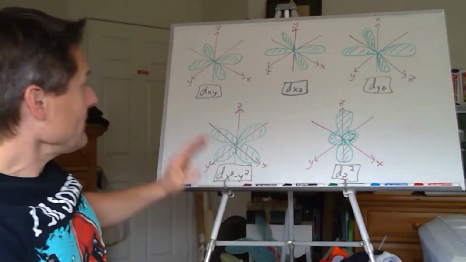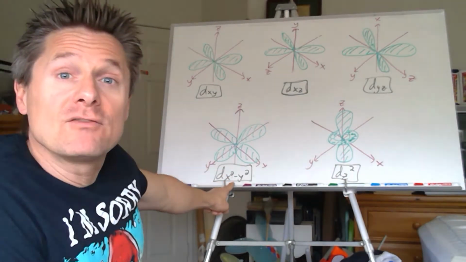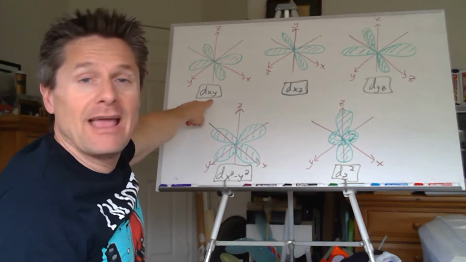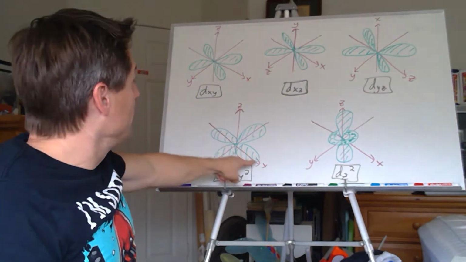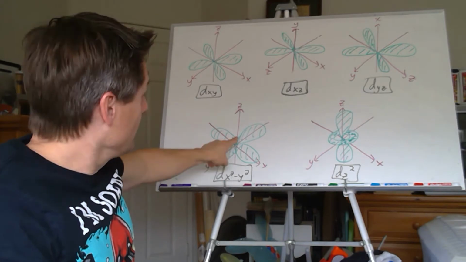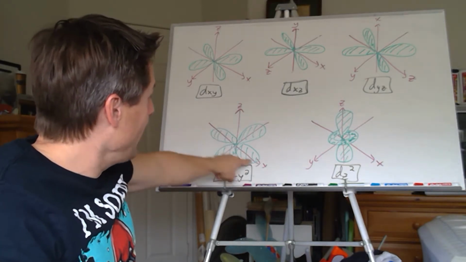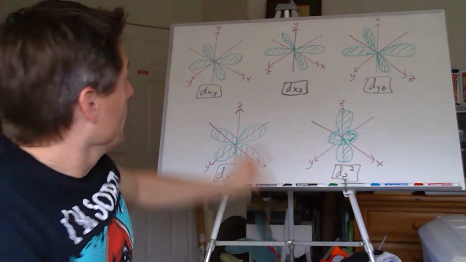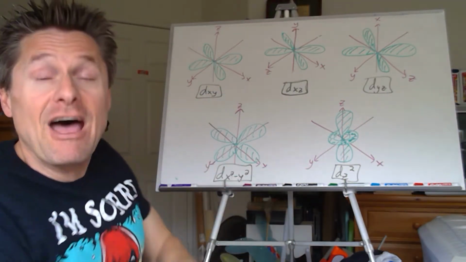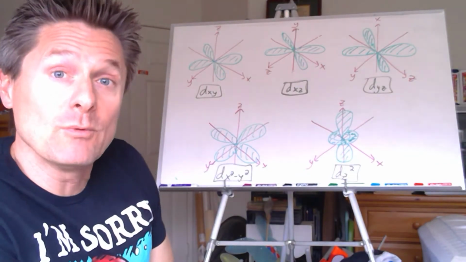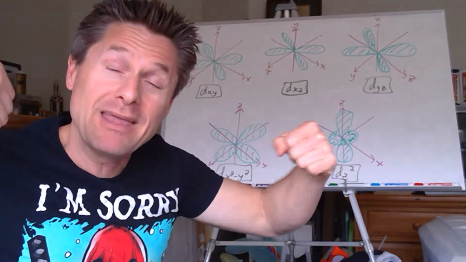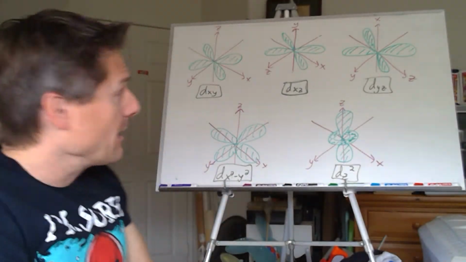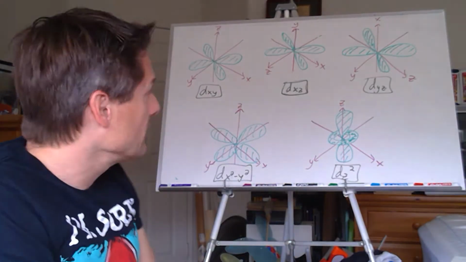Down here, the dx squared minus y squared orbital is in the xy plane, so it's just like the dxy orbital, but the lobes go along the axis. So there's 2 lobes pointing along the x-axis and 2 lobes pointing along the y-axis directly on there. So these 2 are going to have definitely different interactions with ligands when those ligands come in, because the ligands are going to come in, depending on the shape, along the axes sometimes, or in between the axes sometimes, depending if it's octahedral, tetrahedral, or square planar.